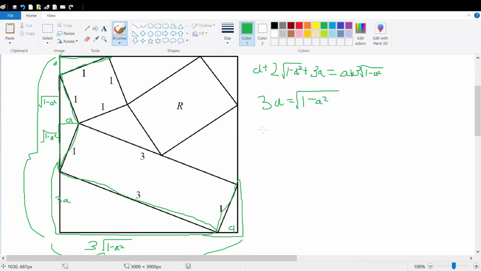We can square each side because we don't like the square root. So we have 9a squared is equal to 1 minus a squared. And finally, we have a squared is 10. Oh, wait, no. A squared is 1 over 10. I'm really good at this. And then a is 1 over root 10. So that's really important. We have a lot of good stuff now. We know a lot. So we know the entire side length of the square now. It's going to be square root of 10.